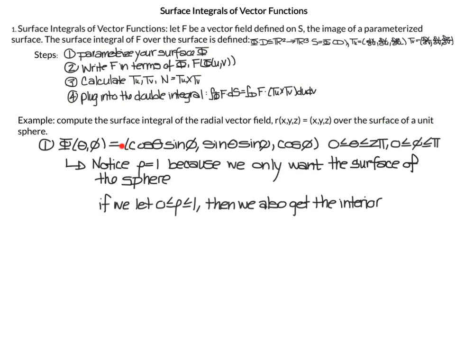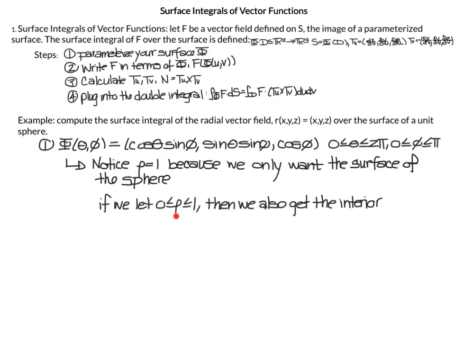The first step is to parameterize our unit sphere. And one thing you will notice is this parameterization is very similar to how we parameterize spherical coordinates, with the exception that rho is equal to 1 here. And the reason rho is equal to 1 is because we only want the surface of the sphere. We do not want the interior of the sphere. We're not integrating over the entire volume, but just the outside surface of the sphere. So rho is equal to 1.